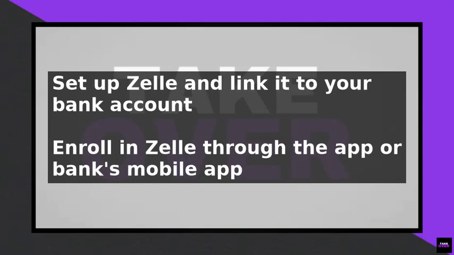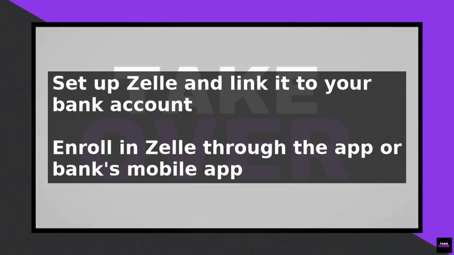To send money via Zelle to yourself, you will need to have the Zelle app or access to Zelle through your bank's mobile app. First, ensure you have Zelle set up and linked to your bank account. If you have not already done so, you can enroll by downloading the Zelle app or accessing it through your bank's mobile app, then following the prompts to add your bank account.